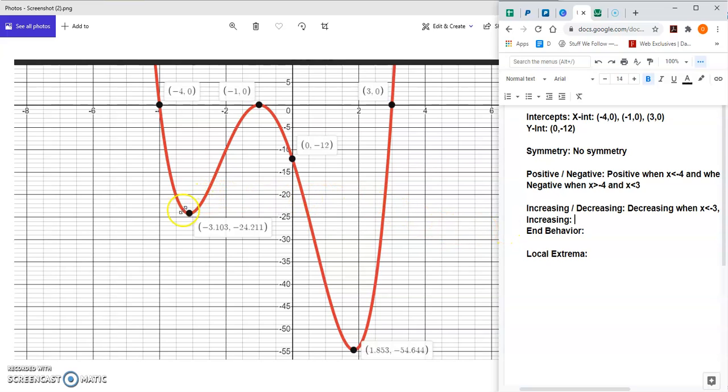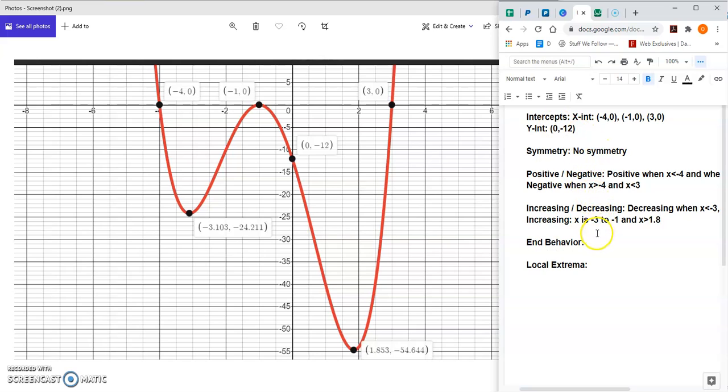Okay, well, looks like Stephen's going to be walking uphill, increasing from about -3 to -1. So increasing when x is from -3 to -1. Then it goes downhill. And now it's increasing from about 1.8 and onward, when x is greater than 1.8. Increasing and decreasing. We're getting close, guys.